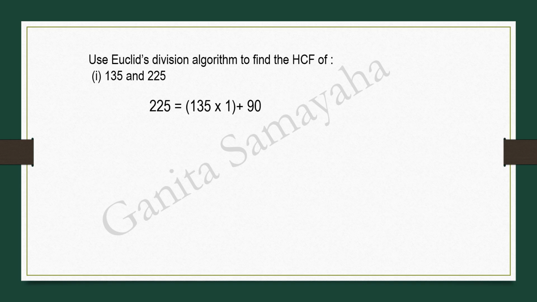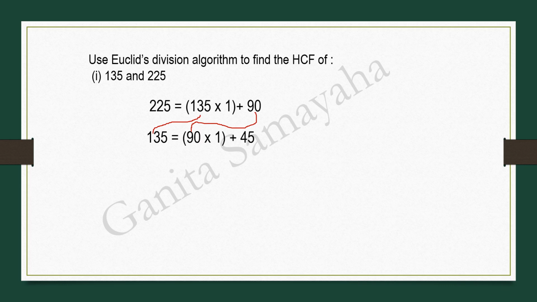So how do we do that? This 135 becomes the dividend now, and our remainder 90 becomes the divisor. Is it clear? The divisor becomes the dividend and the remainder becomes the divisor. Okay. So now we can write 135 = 90 × 1 + 45. Again we have 45 as the remainder. So we can proceed with this division again.